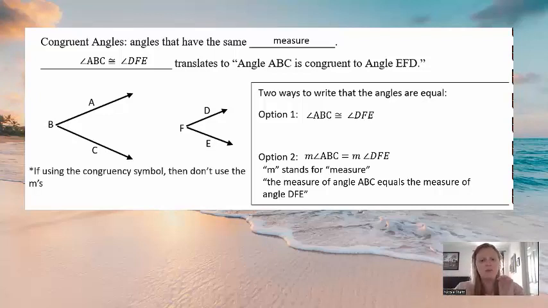But what we want to be careful is we don't get them mixed up. So if you're using the congruency symbol, you don't use the M's. If you're using the equal symbol, then you do use the M's. So we want to try not to mix those up. So honestly, if I was you, I would just pick one and stick with it. I wouldn't bother trying to go back and forth between them.